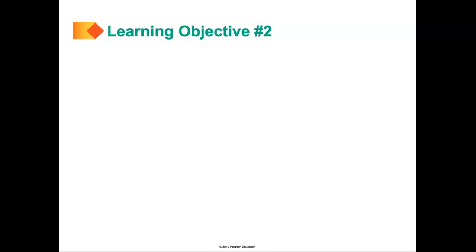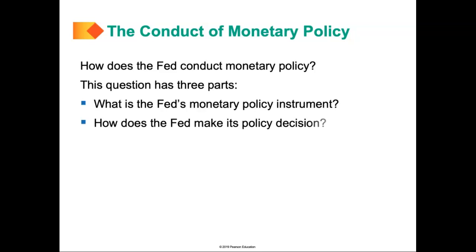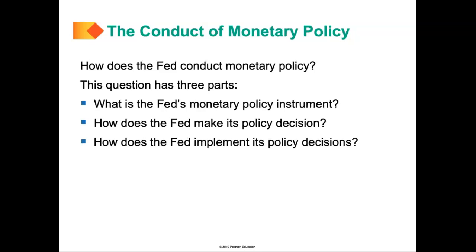So the next learning objective we're going to look at is the conduct of monetary policy. So how does the Fed basically conduct monetary policy? How does the Fed basically set monetary policy? And in this section, we are going to look at three different parts. So the first thing we're going to look at is what is the Fed's monetary policy instrument. How does the Fed make its policy decision? And then third, how does the Fed implement its policy decisions? So these are the three questions you need to look out for, and these are the three main questions we are going to try and answer.